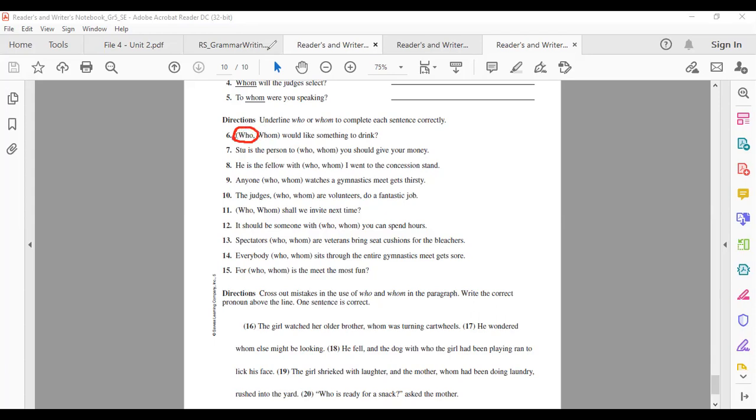Because who, remember, Jude, we said who stands instead of the subject. And what is missing here in the sentence is the subject. So we need a subject, so I will choose who. If I need an object, I will go for whom. Understood, sweetie?